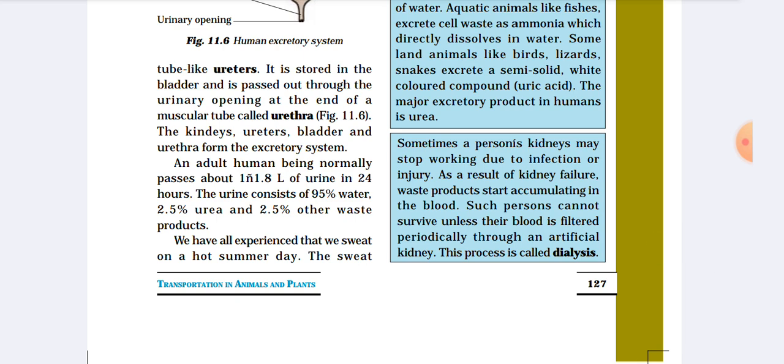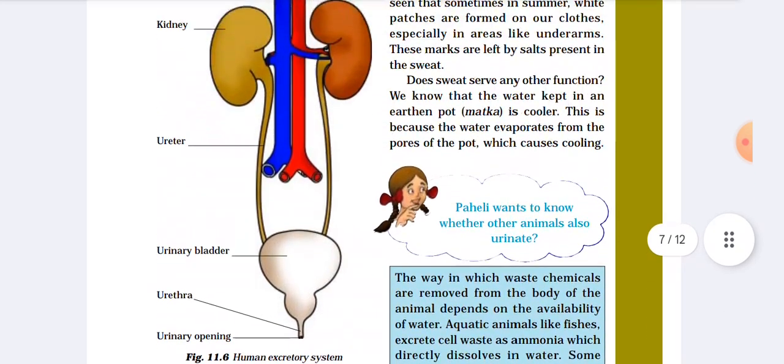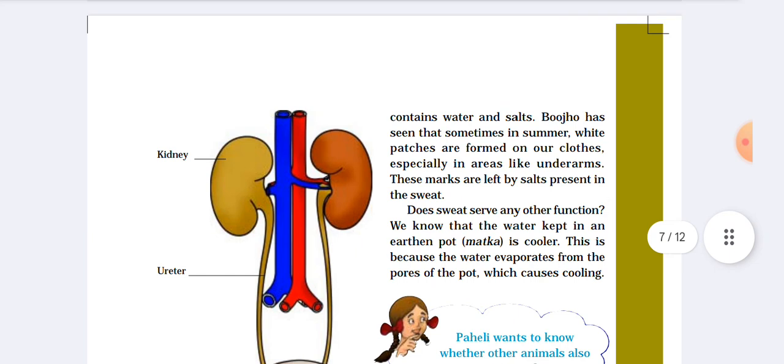We all have experienced that we sweat on a hot summer day and sometimes even on cold winter days when we exercise. Sweat contains water and salts. Sometimes in summer, white or yellow patches are formed on our clothes, especially in areas under our underarms. These marks are left by salt present in the sweat.